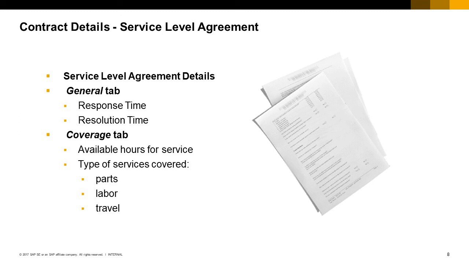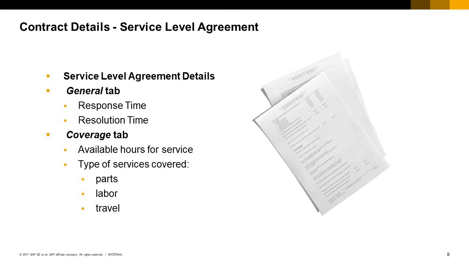On the Coverage tab, the service availability times are listed by day and hours. You can set time periods for each day, including 24 hours. You can also state whether holidays are included. You can also list what types of services are covered, such as parts, labor, and/or travel costs.